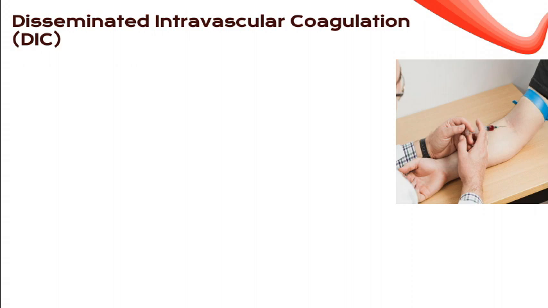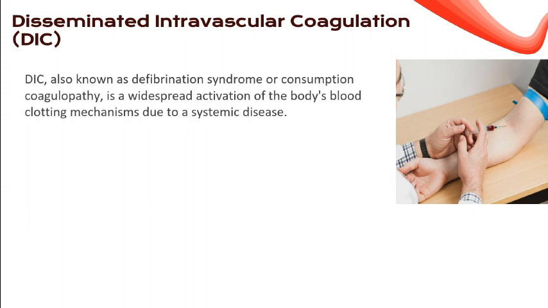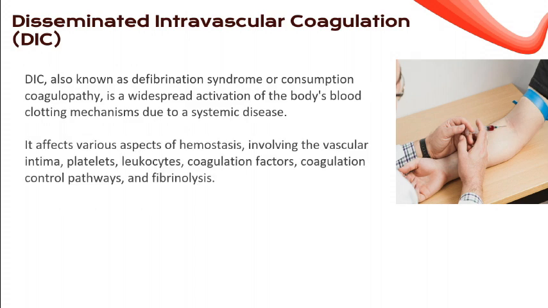Disseminated intravascular coagulation, also known as DIC, is like a storm within our blood vessels. It's a widespread activation of the body's blood clotting mechanisms triggered by a systemic disease. Imagine it as a cascade of events affecting various aspects of hemostasis. DIC doesn't play favorites, it affects the vascular intima, platelets, leukocytes, coagulation factors, coagulation control pathways, and fibrinolysis.